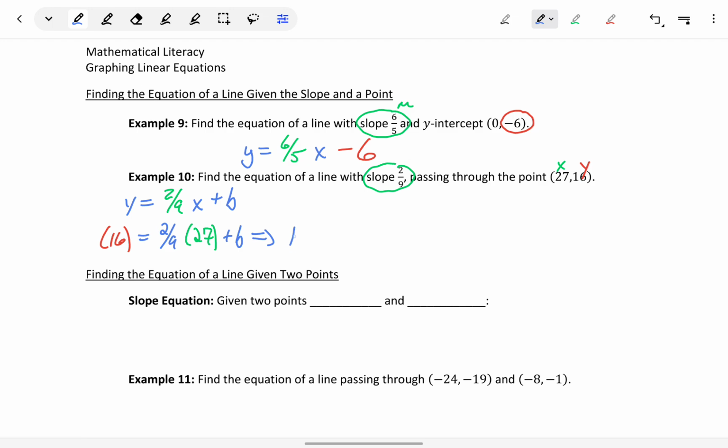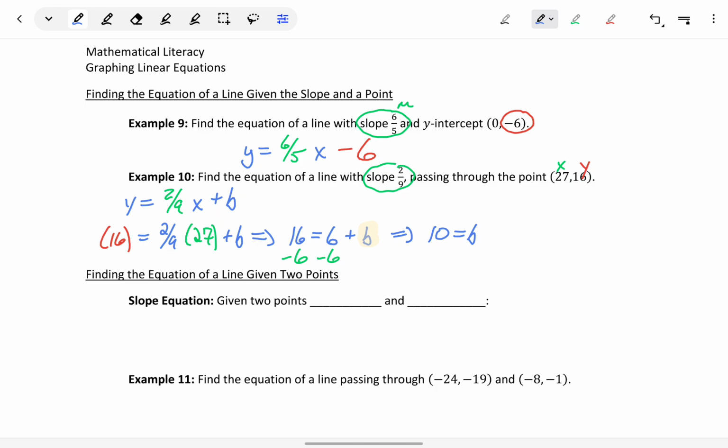On the left-hand side, we have 16 is equal to 2/9 times 27, which will end up becoming 6, plus this unknown value b. And what we need to do is solve for that unknown value. Now we've substituted in for x and y and reduced a little bit. So we'll subtract 6 from both sides to isolate b on one side of the equation by itself. And we'll be left with 16 minus 6, or 10, is equal to b.